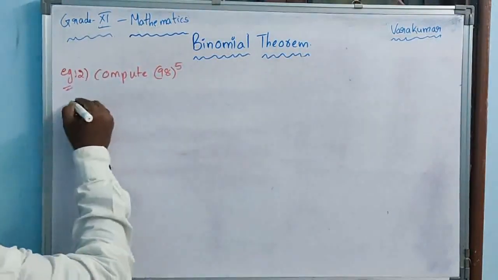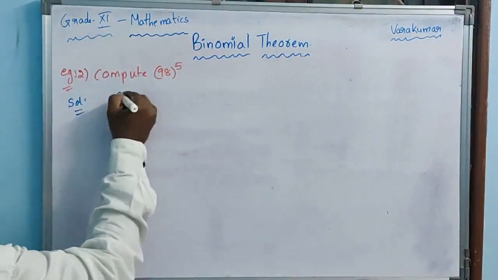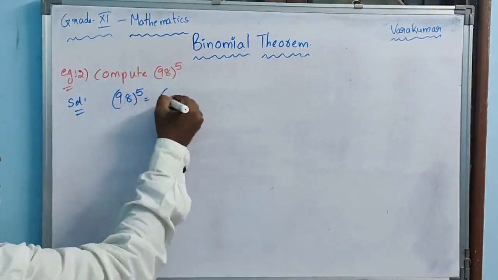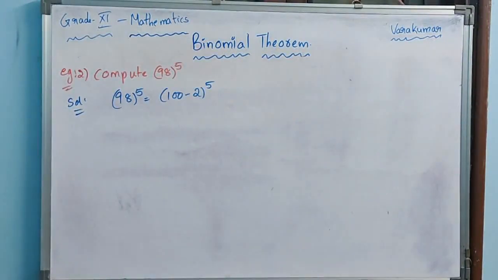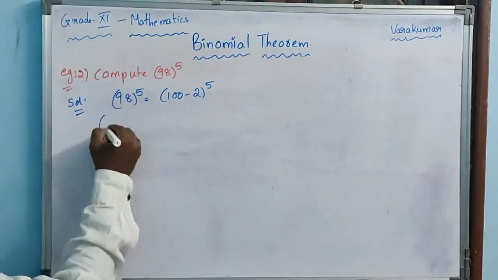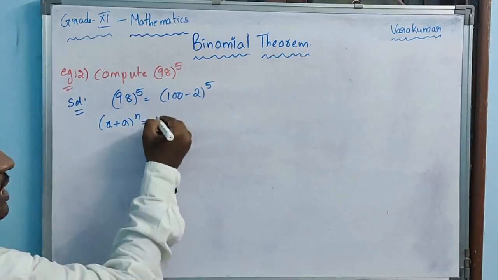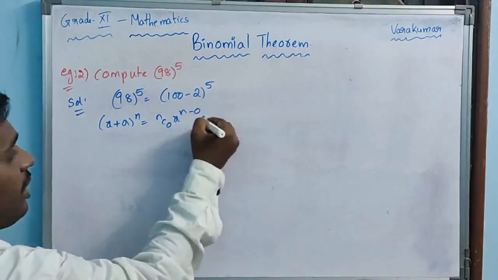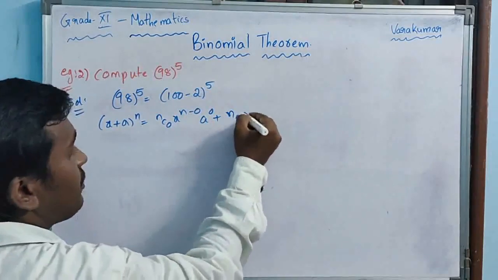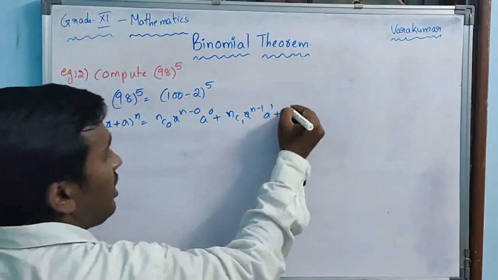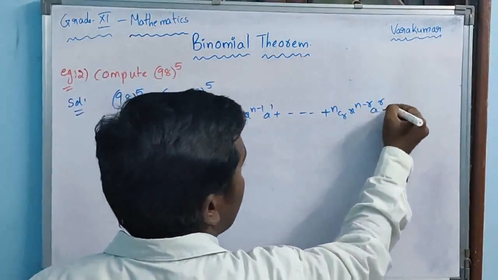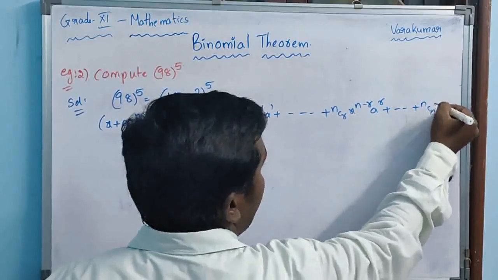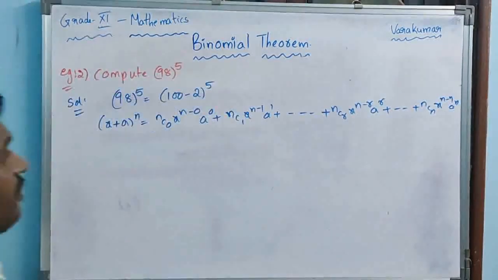Now, 98 power 5, so how to write it? Write the nearest figure minus the subtracted value, 100 minus 2. So apply what you have learned so far, the expansion of x plus a whole power n. If you write the formula, it will be helpful: nc0 x power n minus 0 a power 0, nc1 x power n minus 1 a power 1, nc2, and so on, ncr x power n minus r a power r, and so on, ncn x power n minus n a power n.